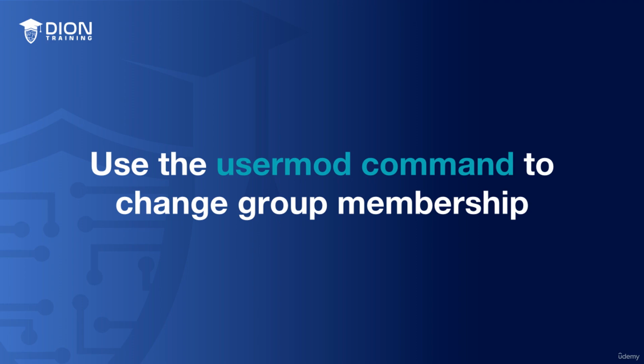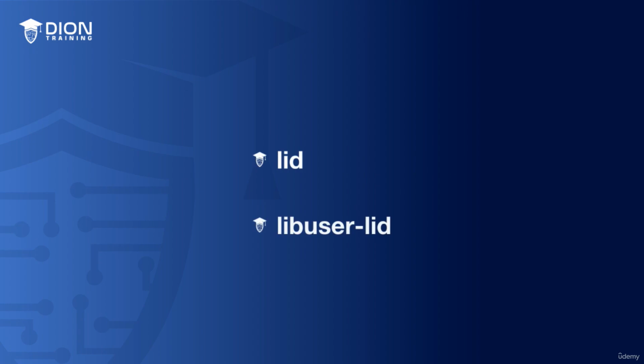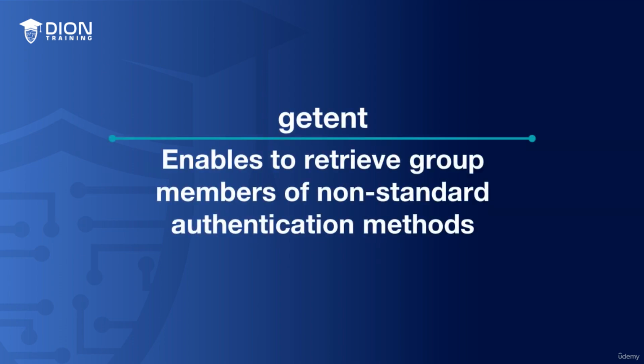Now, to help with this process, there are 2 commands that are pre-installed on some distributions. These are known as lid and libuser-lid. These 2 commands can be used to retrieve all members of a group, including members whose primary group is the group being searched for. Another useful command is getent. The getent command, which is available on some distributions, will enable you to retrieve group members of non-standard authentication methods.